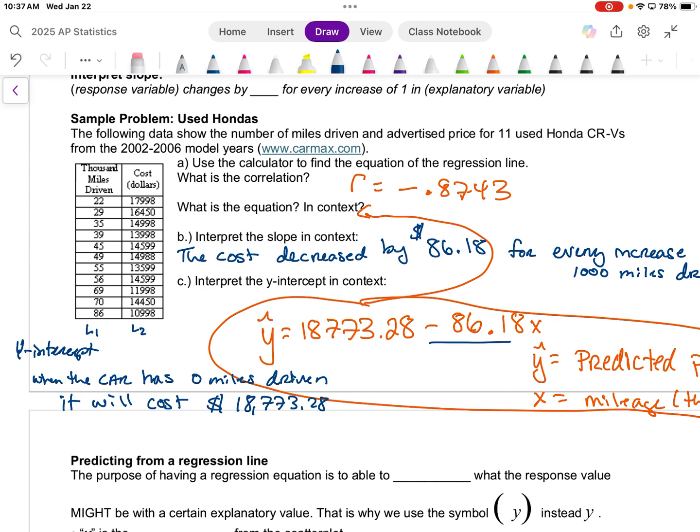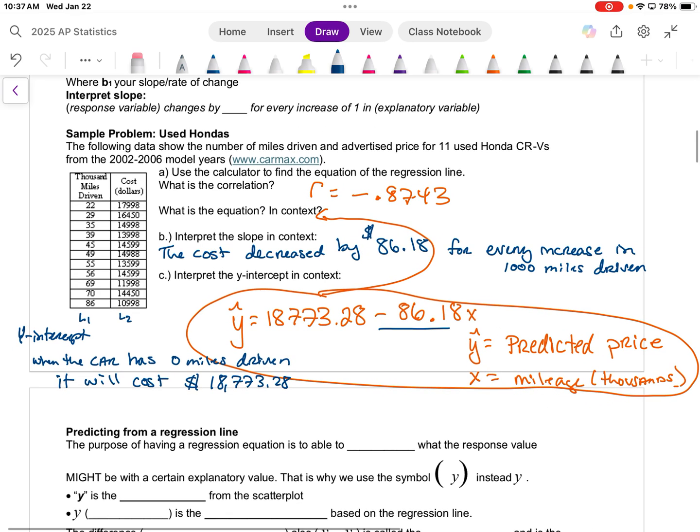Give you a chance to copy that down. I'm going to ask you the question. Do we have any questions about that?